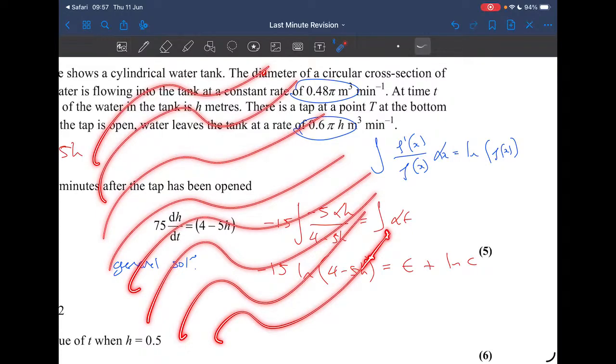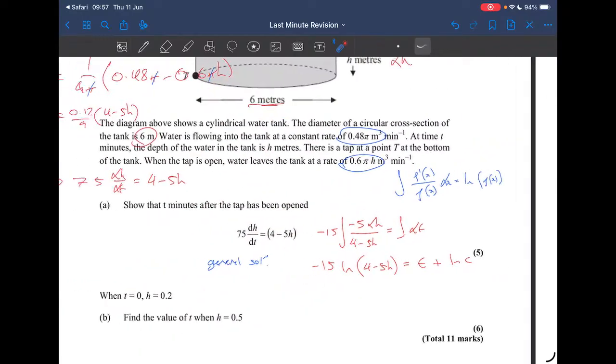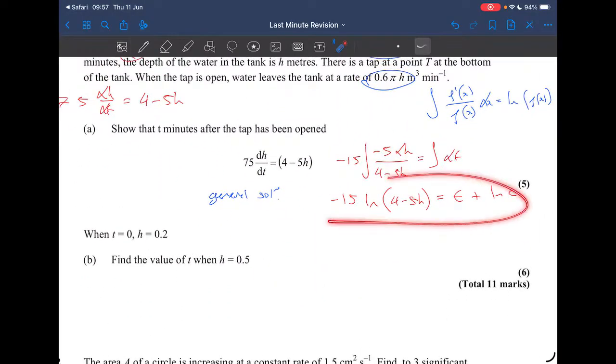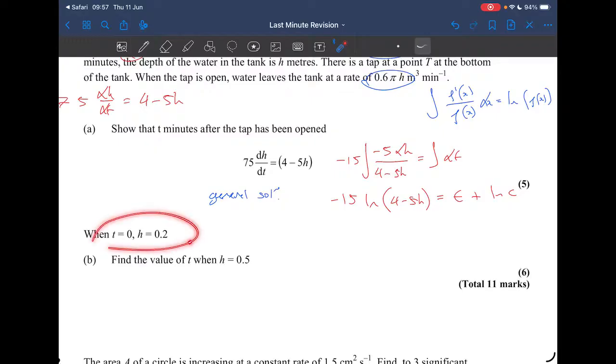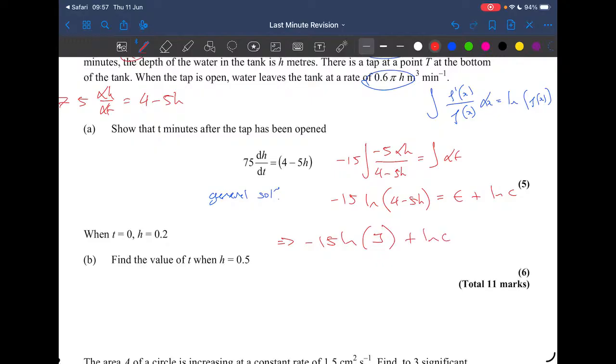And then the point we've been given, whatever it is, 0.2, would put you on this line, and then you know that this one is the correct one that you want for that particular solution. So let's do that now. We have this thing. We want to plug in t is 0, h is 0.2. So doing that, what do we get? We'll have minus 15 log of, well, this is 0.2, times that by 5, it's 1. 4 take 1 is a 3. t is 0, and this will just be log C. So what we can see is that the log C itself is just this.